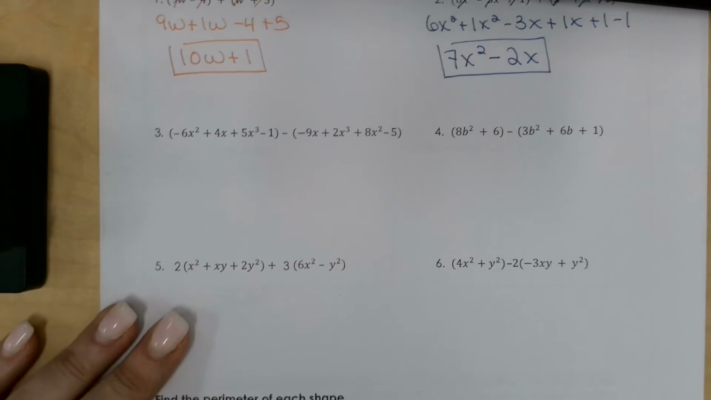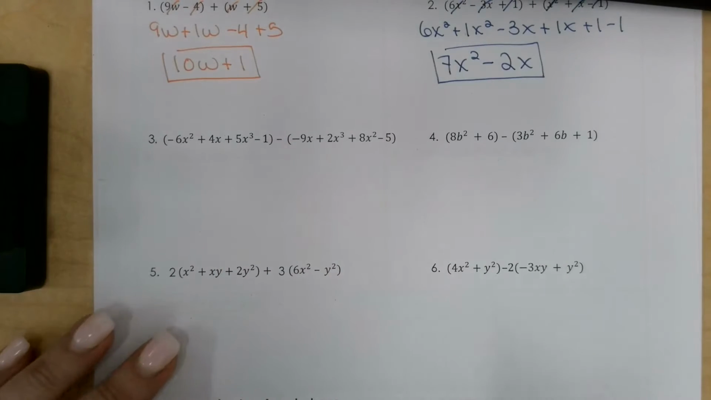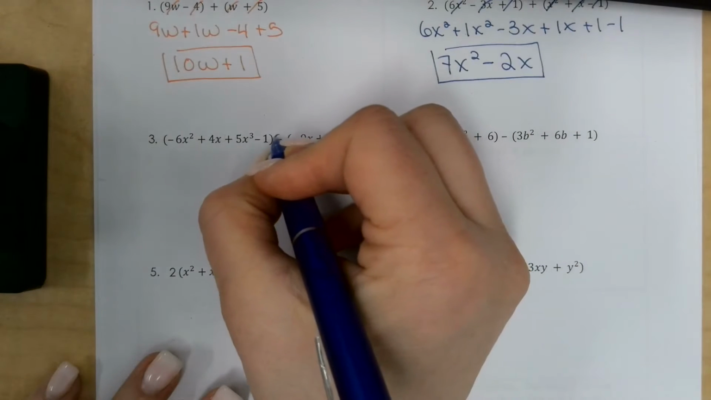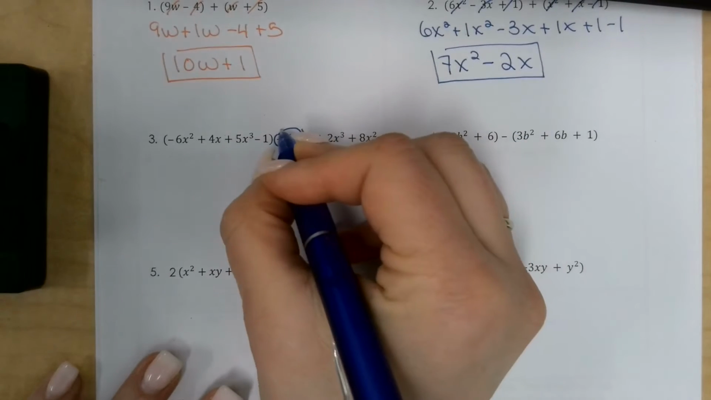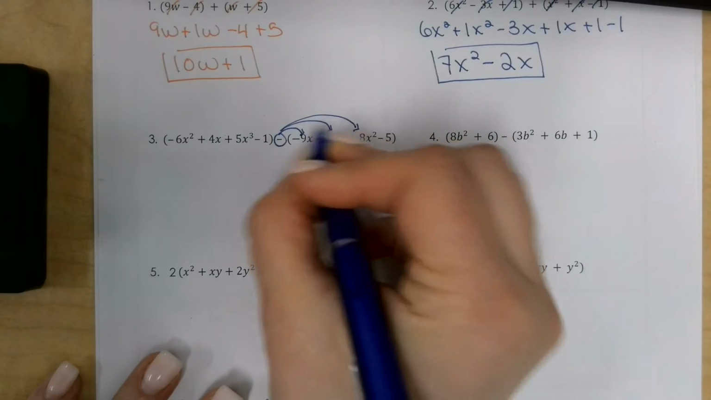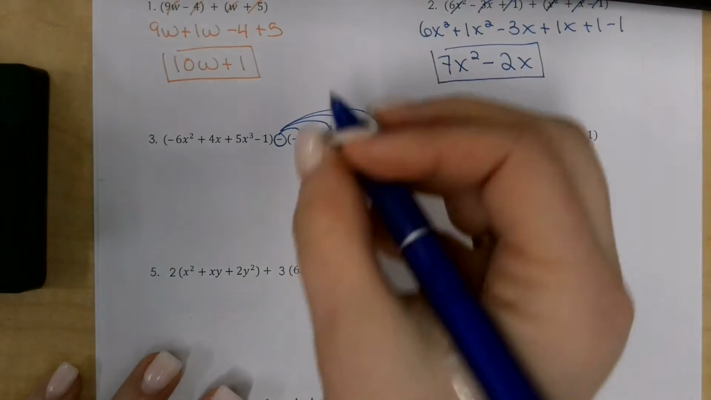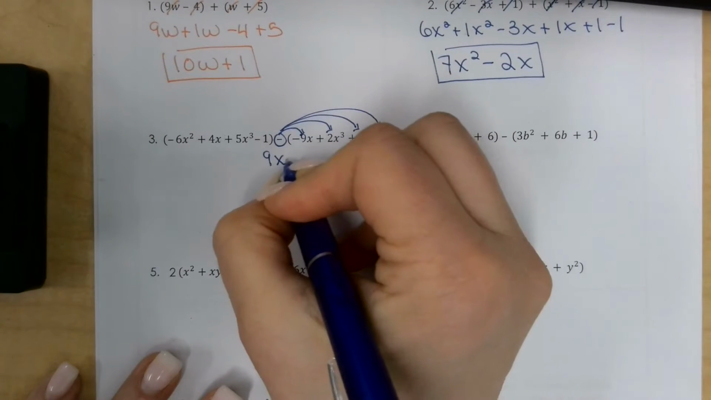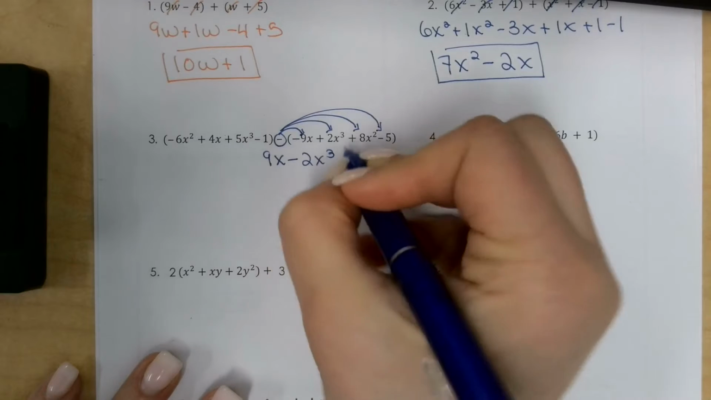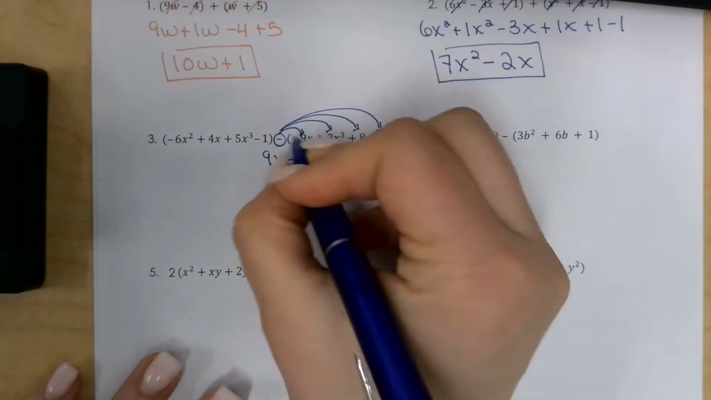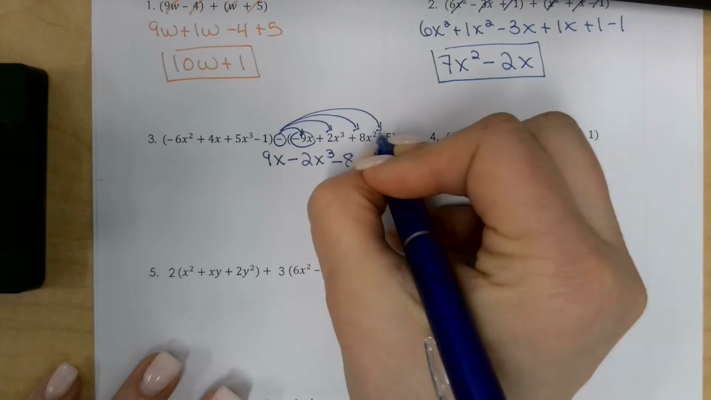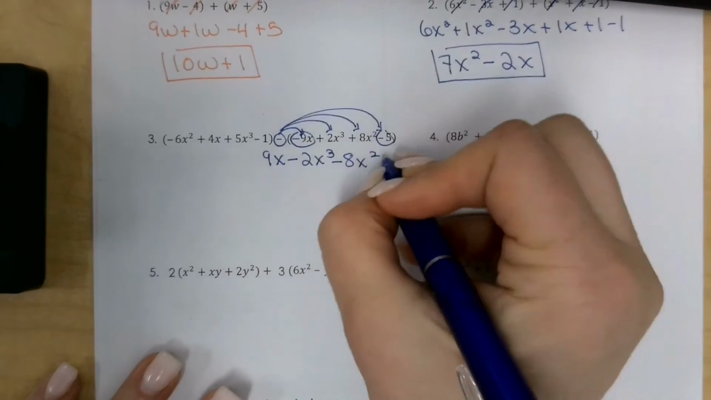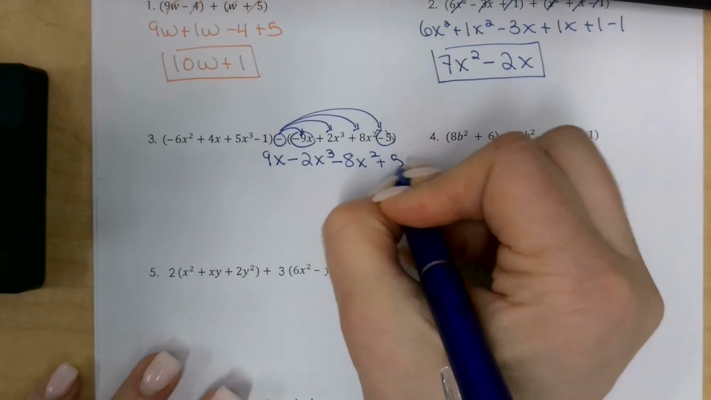Lots going on in number 3 because I've got to distribute this negative. But let's rewrite first by distributing the negative to each term within this polynomial. Negative times a negative is going to be 9x. Negative is going to be minus 2x cubed, negative 8x squared, and I've got a negative. I'm just going to circle where I'm distributing negative into subtraction or negativity. Negative times a negative is going to be a plus 5.